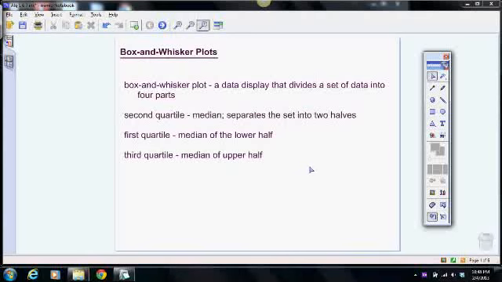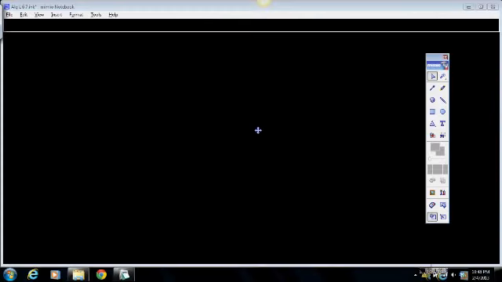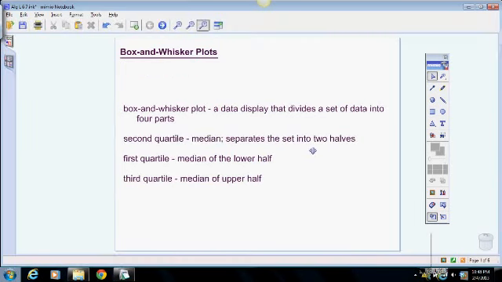Box and whisker plots are another way we can display data. The purpose of a box and whisker plot is to divide a set of data into 4 parts. To create one, we're going to be finding a whole bunch of medians. The first thing you're going to do is find what's called the second quartile, the median of the data set, and it's going to break it up into 2 parts, the lower half and the upper half.